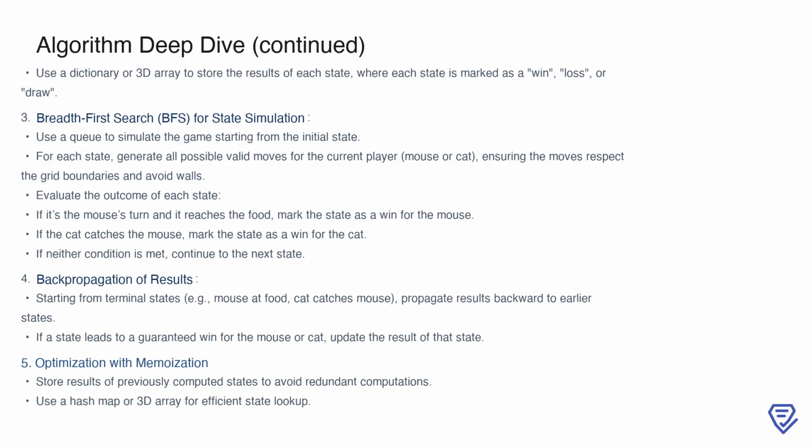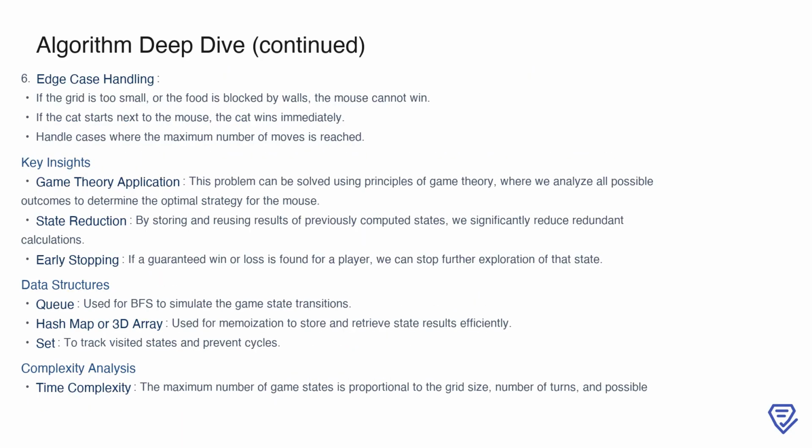To improve efficiency, memoization is applied, where results of previously computed states are stored and reused. This eliminates redundant calculations, significantly speeding up the simulation. When handling edge cases, several scenarios need to be addressed. For example, if the grid is too small or the food is completely blocked by walls, it's impossible for the mouse to win. Similarly, if the cat starts in a position adjacent to the mouse, the cat wins immediately since it can catch the mouse in its first move.